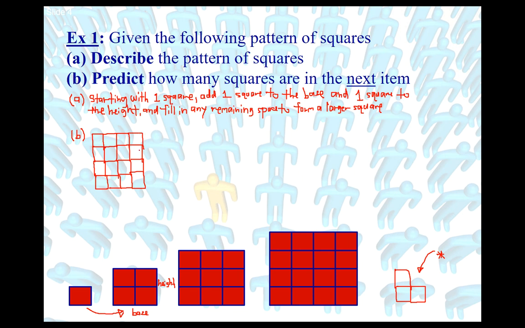Okay, so to get to the next shape, we need to add 1 square to the base. Okay, so I'll do it over here. And then 1 square to the height. And then we need to fill in any remaining space to form a larger square. Okay, so we can do that. Fill in the remaining space. And how many squares do we have? We can multiply. I have a base of 5 and I have a height of 5. Therefore, 5 times 5 would give me 25 squares.